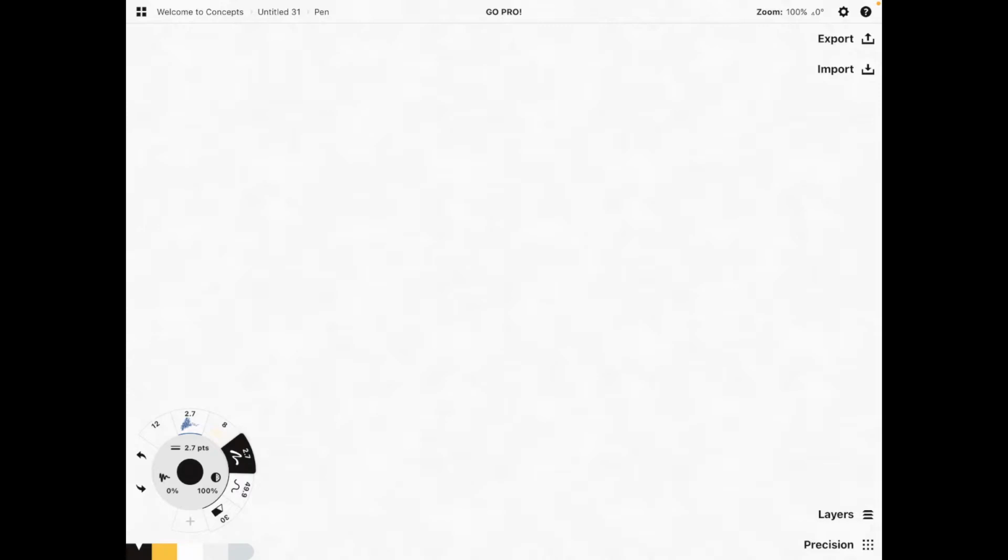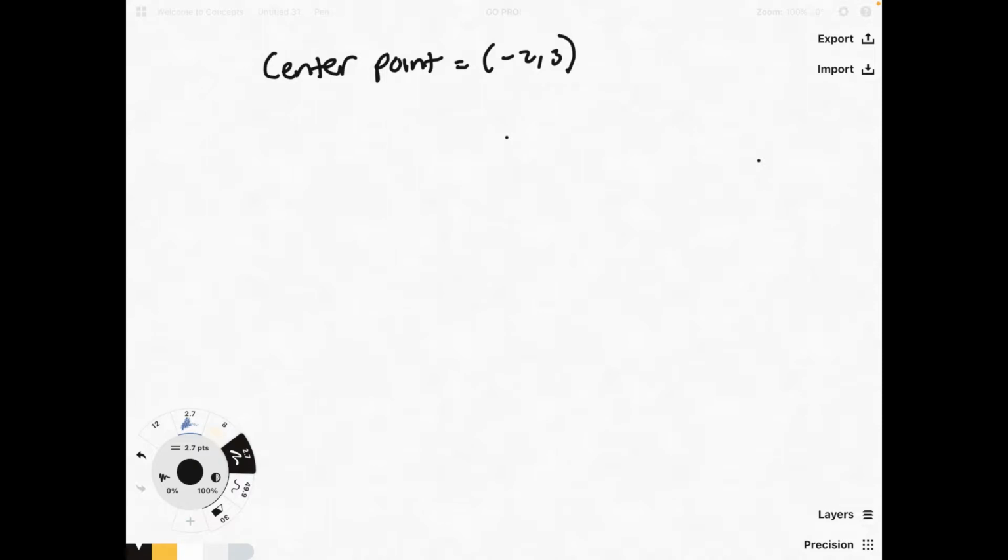So the question is, if your center point is (-2, 3), and your circle has a point that contains (4, 5), what is the equation of the circle?